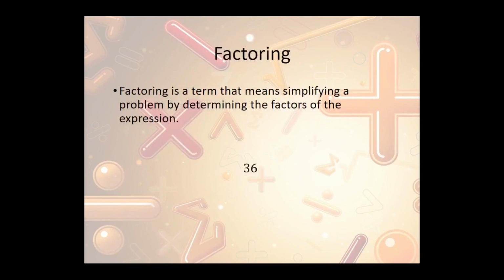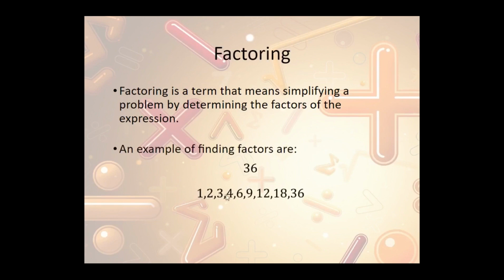Now factoring. Factoring is a term that means simplifying a problem by determining the factors of the expression. So we need to be able to pick out a common factor that exists within a number or a set of numbers. In this case, let's just look at 36. What are the factors of 36? Well, we have 1, 2, 3, 4, 6, 9, 12, 18, and 36. These are factors because I can multiply these numbers by something and get 36. Or another way to look at it is 36 is divisible evenly by all of these numbers. So these are factors.